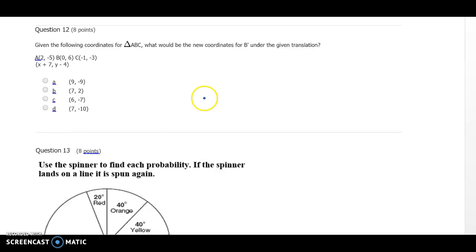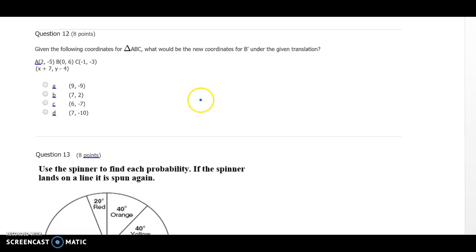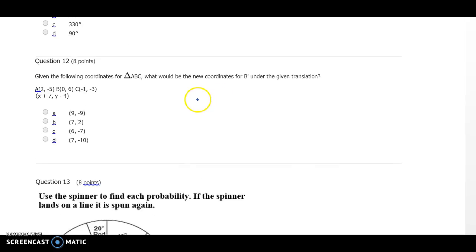Okay? So, oh, we got 2 more. Okay, we can finish. It says, given the following coordinates of triangle ABC, what will be the new coordinates of B prime under the translation? Okay, so here's our translation. So it's just going to be a shift. We're going to shift the x 7 units to the right and shift the y down 4.